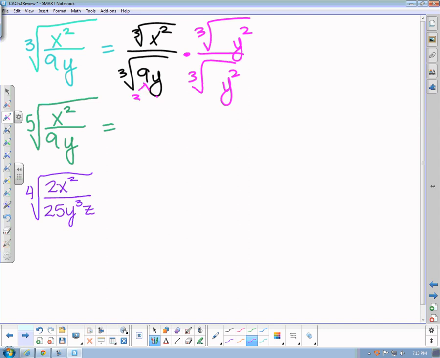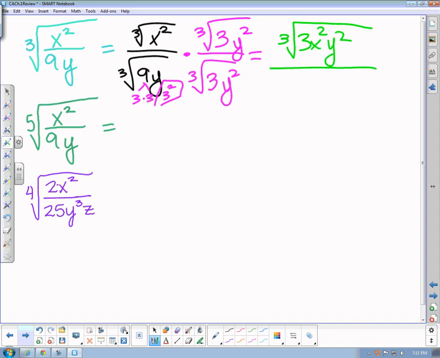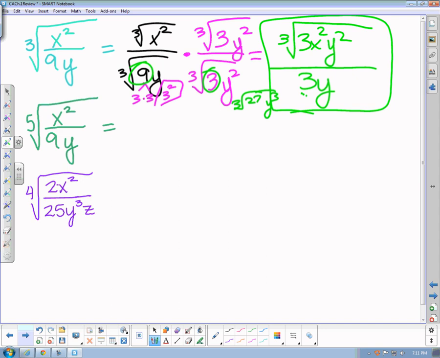Then 9 can be written as 3 times 3, which is the same as 3 squared. Since we have cube root, we need 3 of them total. We only have 2, so we have to multiply by 1 more 3. And then when you do that multiplying, you would get the cube root of 3x squared y squared. And our denominator would become 3y, because 9 times 3 is 27, and the cube root of 27 is 3. And y times y squared is y to the third, and the cube root of y to the third is y. This then would be our final answer.